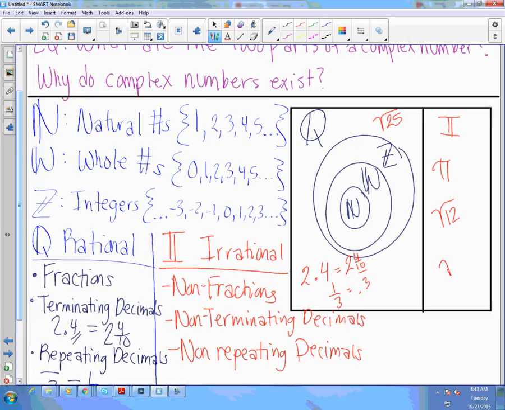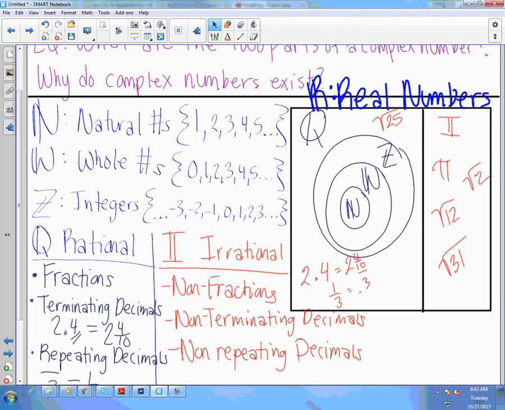Okay, so some other ones. The irrational square root of 31, square root of 2, lots of the square roots that aren't perfect squares. Okay, well, all of these numbers are in what family? They're all real numbers. And that is denoted by the capital R with a slash. Real numbers.